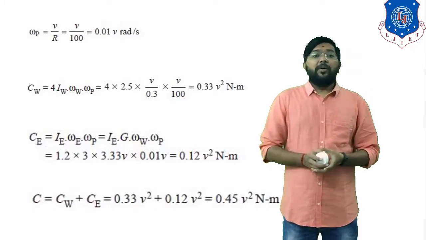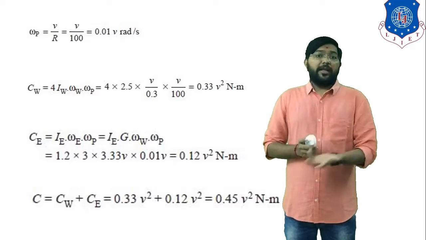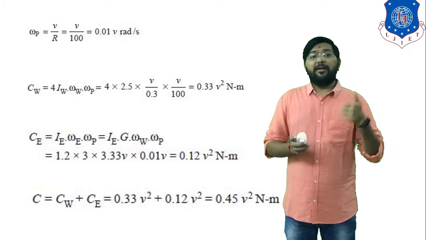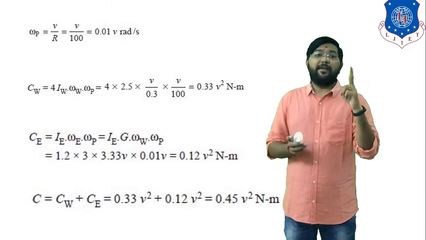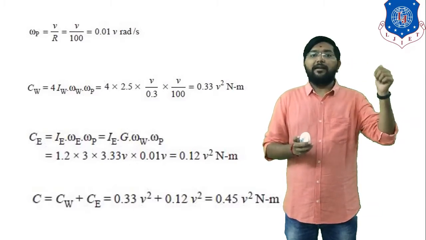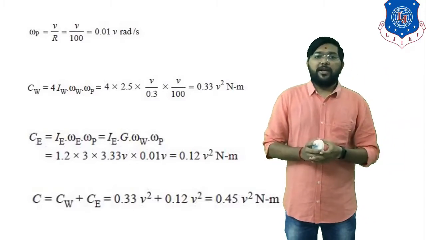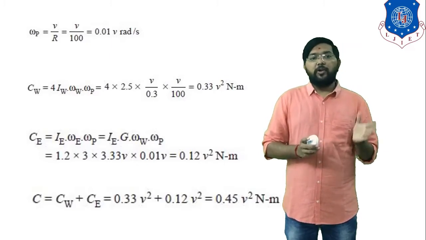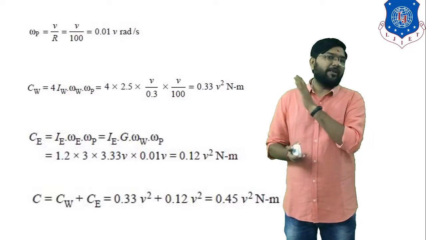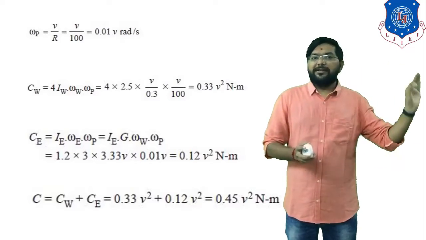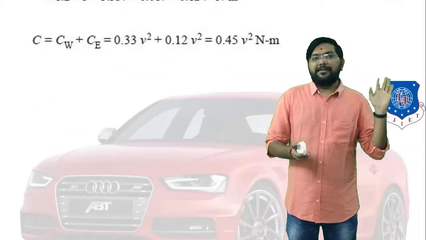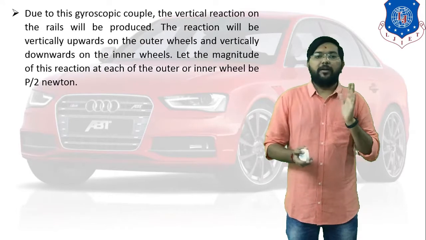Okay. Now we have to calculate the total reactive gyroscopic couple. In the numerical, the data is given that the engine and wheel rotate in the same direction. That's why we have to add these two couples. Clear? Wheel and engine couple. So the equation of the total gyroscopic couple is C is equal to CW plus CE is equal to 0.33 V square plus 0.12 V square. If you take V square as common, then the value is 0.45 V square Newton into meter. This is the value of the total reactive gyroscopic couple.